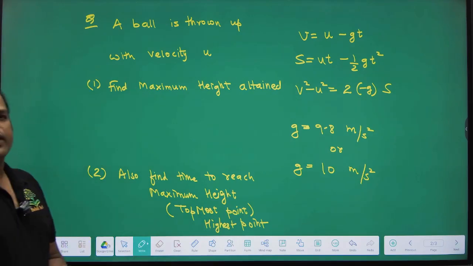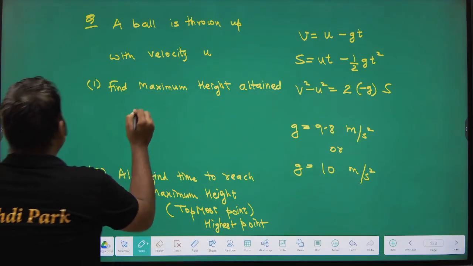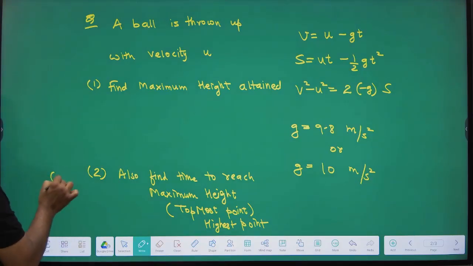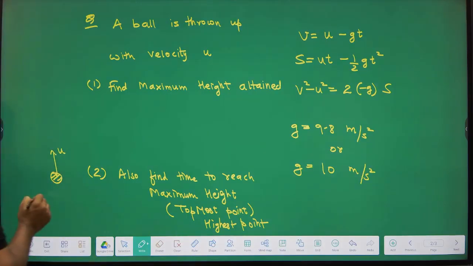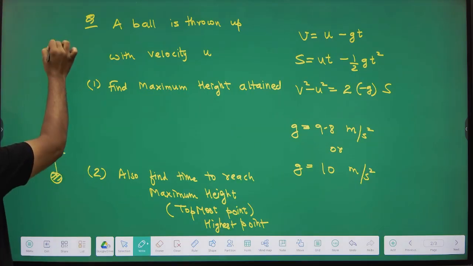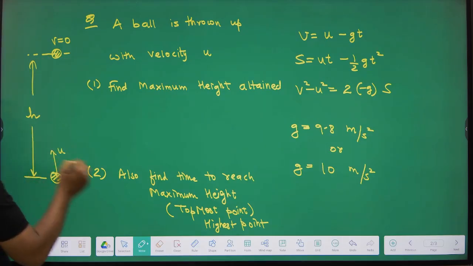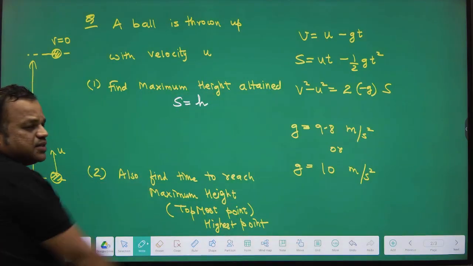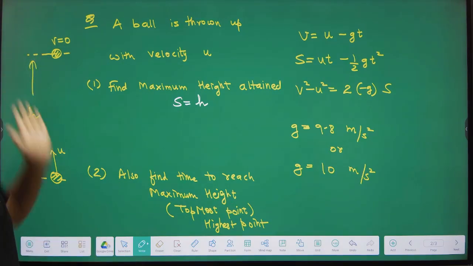So at the topmost point, we know the velocity is 0. So final velocity will be 0. If we draw the diagram representing this type of motion, we have this ball, it is thrown up with velocity u, and at topmost point the velocity will become 0. So it is covering height h. So the displacement is equal to h. Displacement is upward, so it is positive.